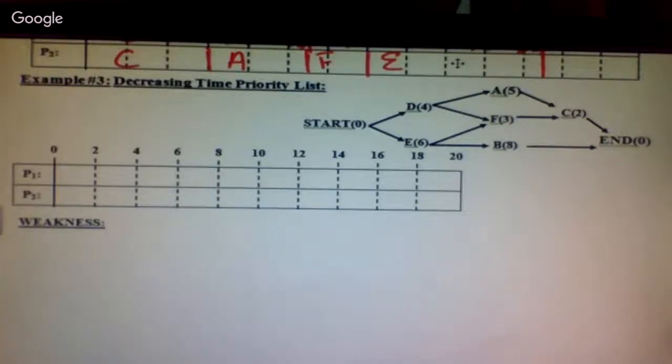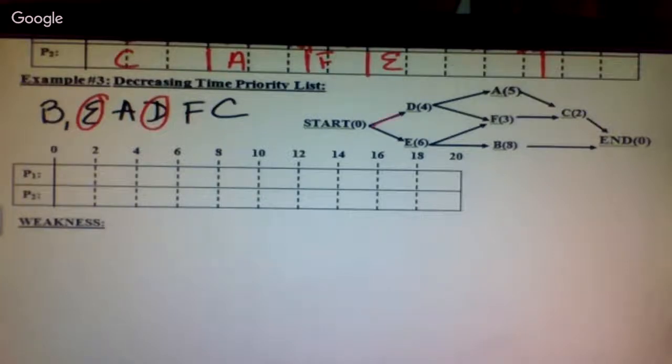Example 3. Decreasing time priority list. What should we try to do first? Or the highest. Which is B. B, followed by E, A, D, F, and C. According to my table, though, what can only be done from the start? D and E are the only 2 available from the start. According to my priority list, what should be scheduled first? E for 6 and D for 4.